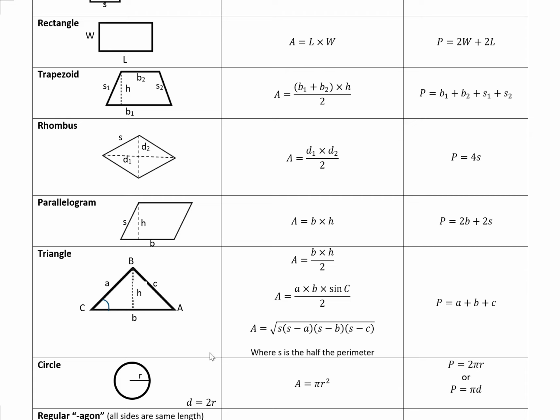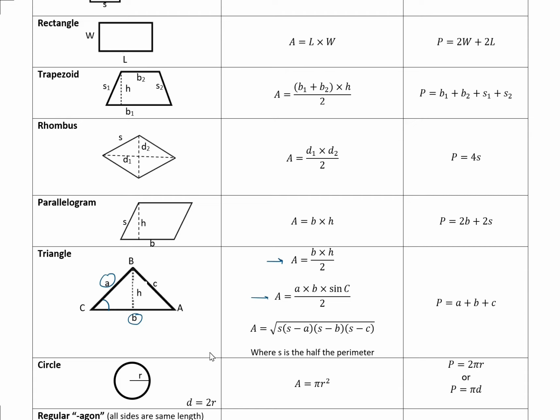One is that for triangles, there are 3 different formulas for area. There's the formula that we all know, base times height over 2. There's another formula, and this formula is especially useful if we know 2 sides and the angle in between them. Okay, so for example, if we knew A and B, we could find the area by doing side A times side B times the sine of C.